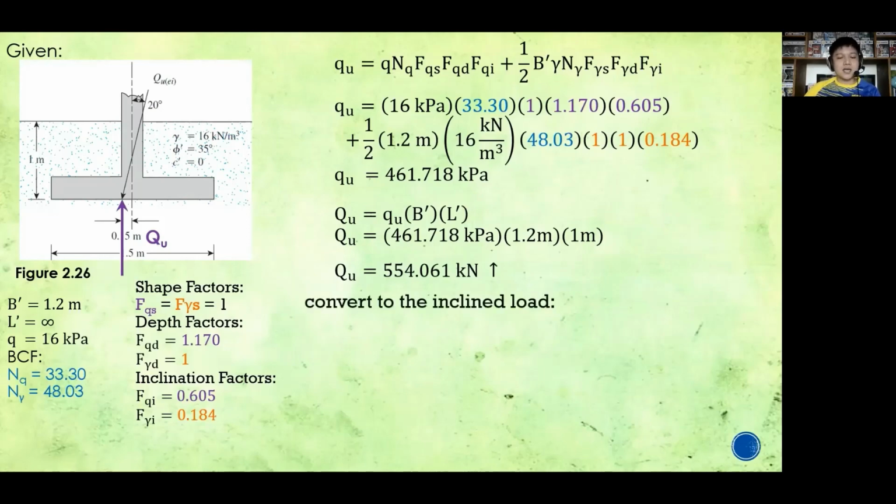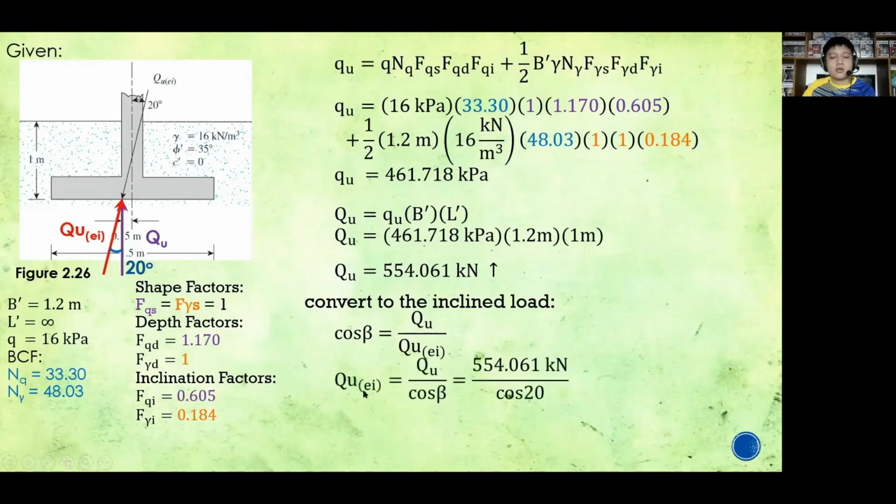So for this inclined load now, we need to convert this vertical load, with our beta, that's 20 degrees. So what is this QU EI? Relating that to our QU and 20 degrees, that is cosine of the angle. The cosine of beta, which is our angle 20 degrees, is equal to the adjacent side, QU, divided by our hypotenuse side. So our QU EI is equal to our QU divided by cosine of beta.